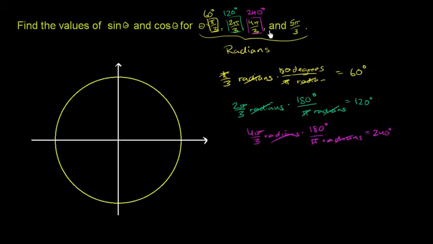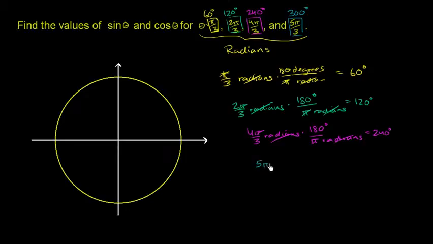Now, by the same logic, what's 5 pi over 3 radians going to be in degrees? Well, there's several ways you could think about it. This is literally 5 times pi over 3. Pi over 3 radians was 60 degrees, so it's going to be 5 times that, so it's going to be 300 degrees. Or you could just work it out.